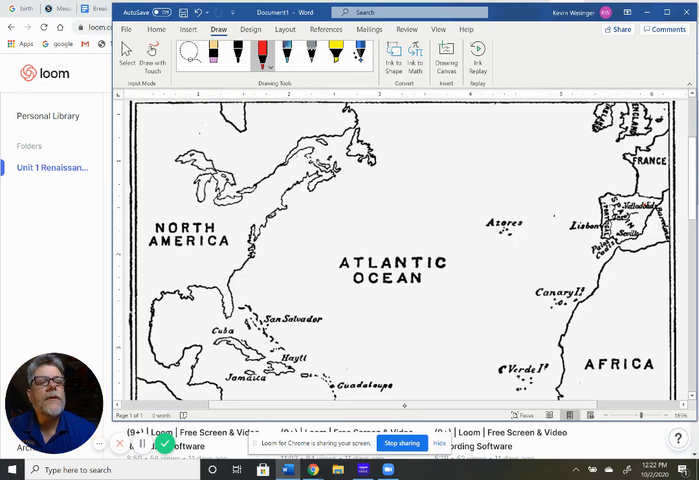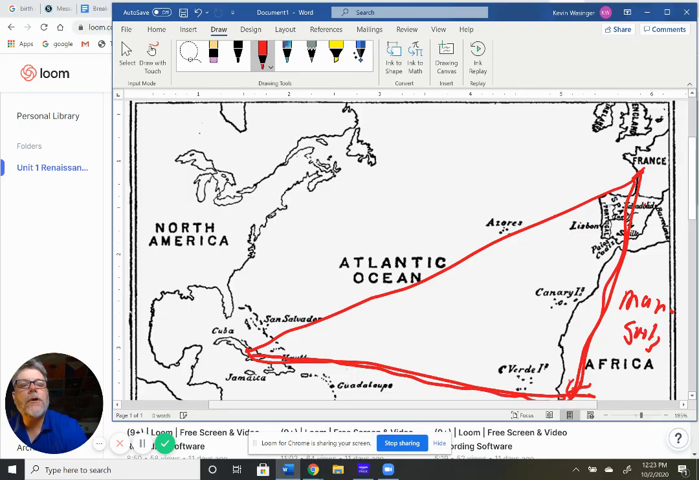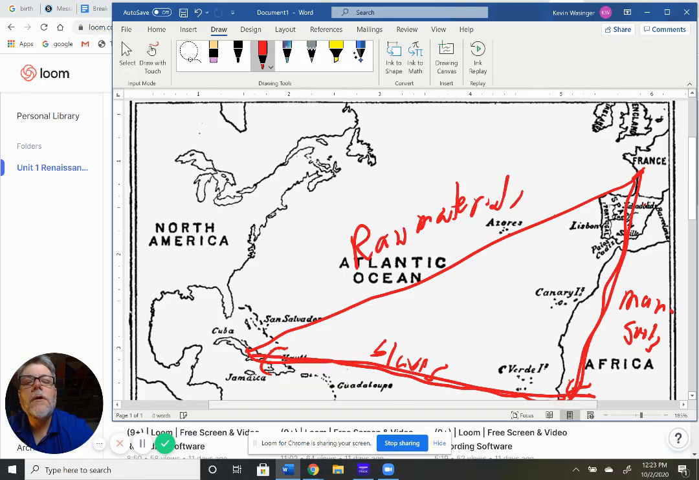All right. The first thing we want to do is make sure we draw our triangle. And the way I want to start it, let's start here. From Europe to Africa, we're going to get manufactured goods, right? Then we're going to see the African slaves are then going to go into the Americas. And then we're going to get raw materials from the Americas into Europe.